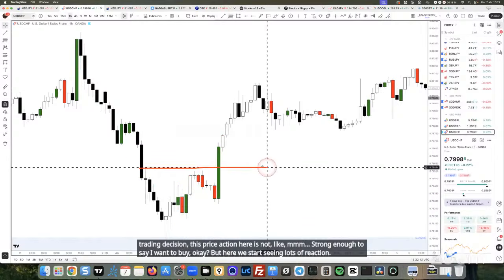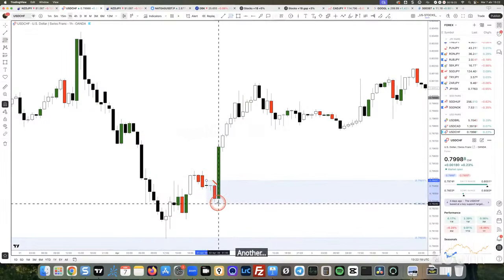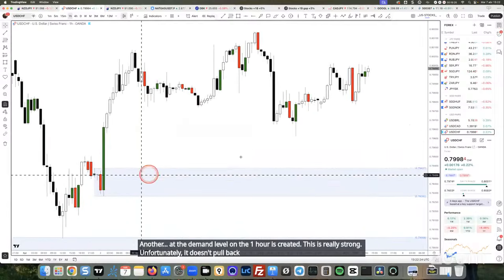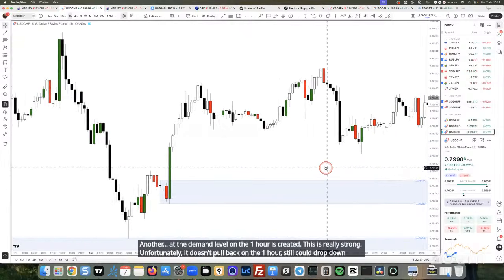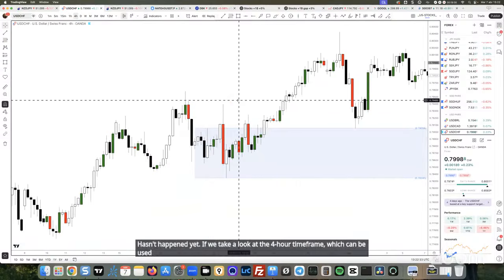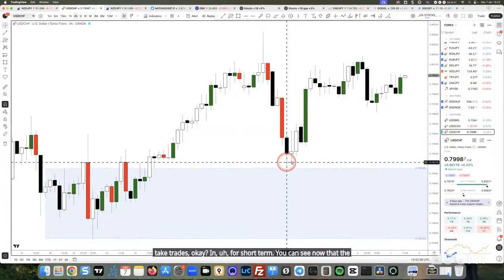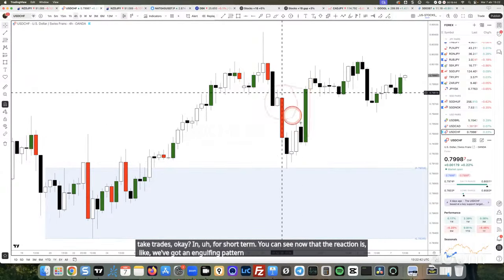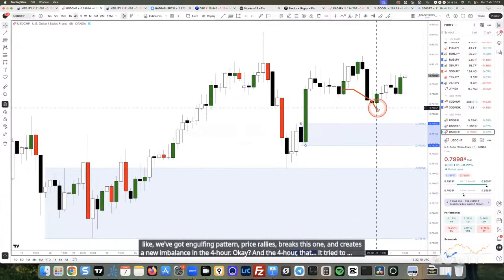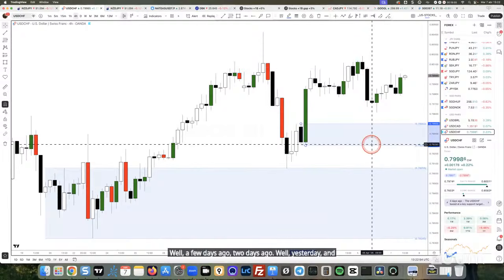Once this high is broken, look, this void is filled. Another demand level on the 1 hour is created. This is really strong. Unfortunately, it doesn't pull back on the 1 hour. It still could drop down there, but it hasn't happened yet. If we take a look at the 4-hour time frame, which can also be used to take trades for short term, you can see now the reaction: we've got an engulfing pattern, price rallies, breaks this one, and creates a new imbalance in the 4-hour. The 4-hour tried to reach that imbalance a few days ago, 2 days ago, not yesterday, and it just couldn't. It's just trying to rally.